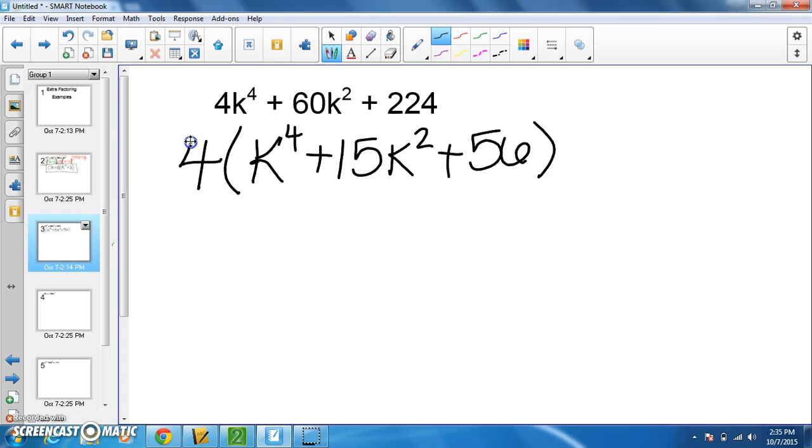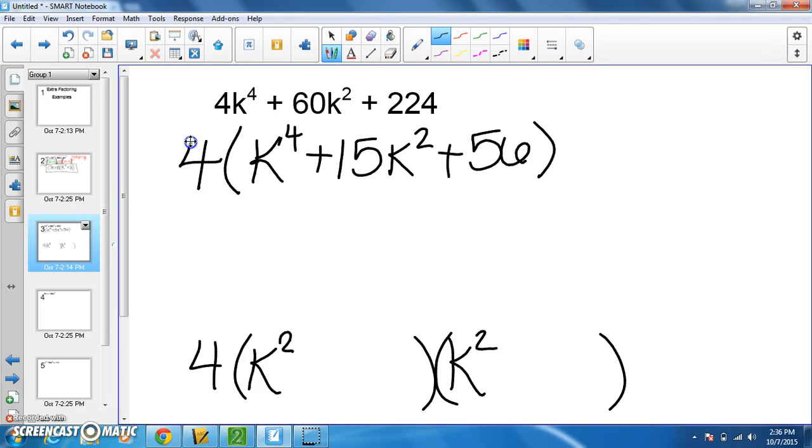I then think about my identities, and I do not have an identity that this would match, so I'm going to use this as a quadratic. The reason I can use this as a quadratic is because if I have k to the 4th power, what would I be able to multiply by itself to get k to the 4th power? And I can multiply k squared times k squared to get k to the 4th. So I'm just going to keep those factors down there for later on, and I'm going to use our beautiful method of factoring quadratics.